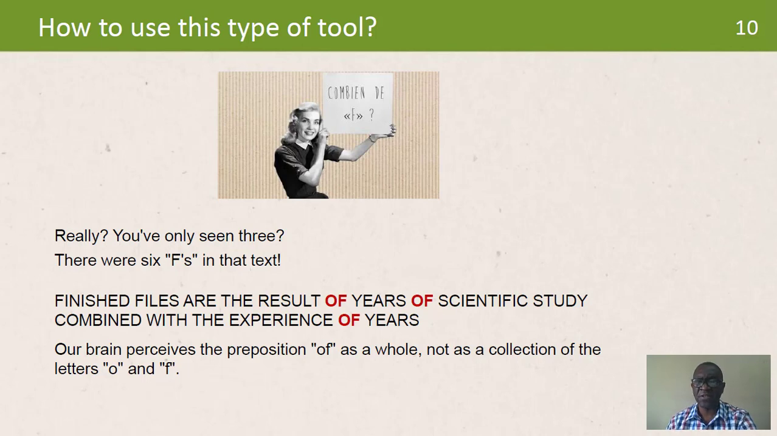Your brain perceives the proposition as a whole, not as a collection of letters, O and I and F. You should know that counting 3 F's is normal. It is the score of the majority of people. 6 F's is exceptional. Less than 3 F's, then change your glasses.